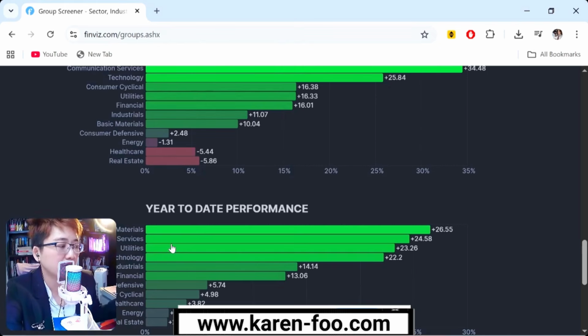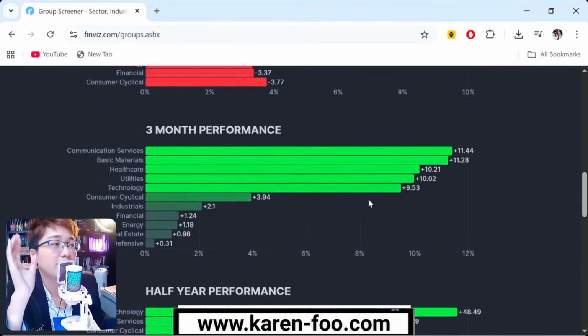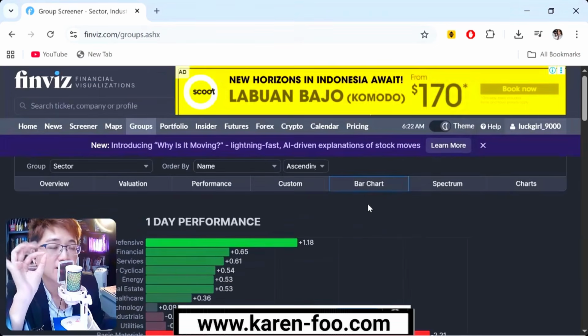So if your company's sector is not doing well, very likely the performance of the whole entire sector is going to drag it down. Okay, you want your probability to be on your side. Now, not only does the sector have to perform well, it has to be on an uptrend.